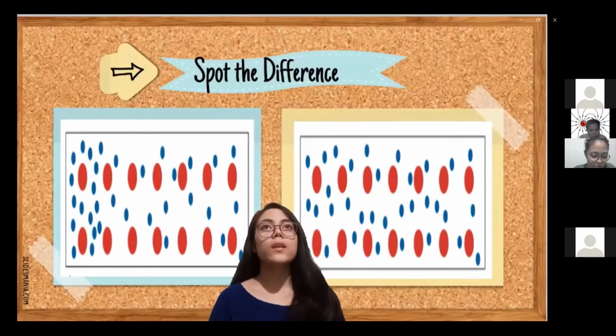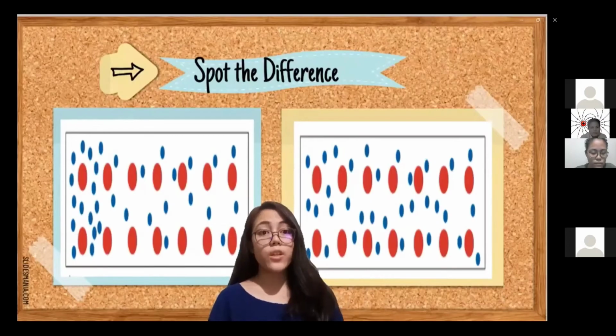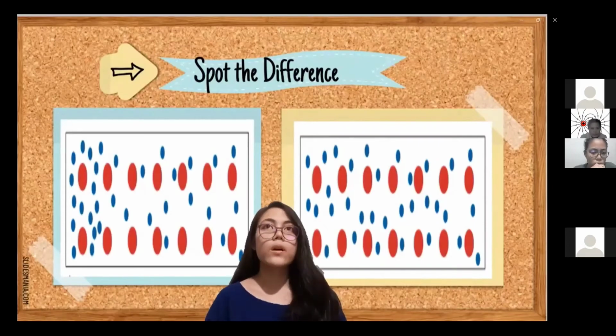So this can be seen in the left picture, since nakita natin na yung mga electrons, they moved from the right side to the left side. Dahil yung sa right side, mas mataas yung potential doon, and then yung sa left side, mas mababa yung potential doon. So that needs to be done para magkaroon ng balance at ma-maintain yung flow ng current. So that means that there is a potential difference in that specific picture compared to the other one.